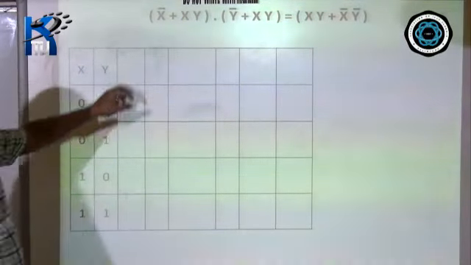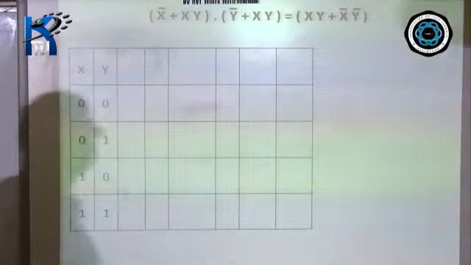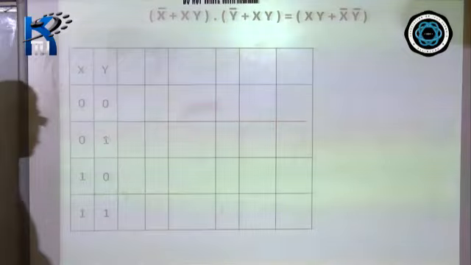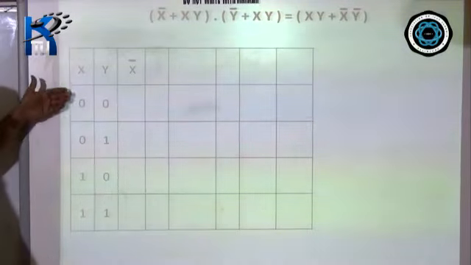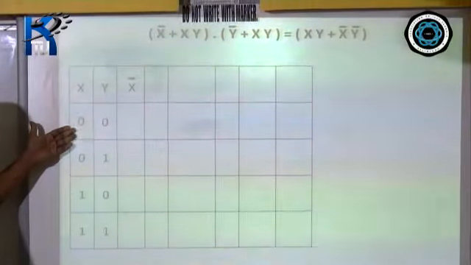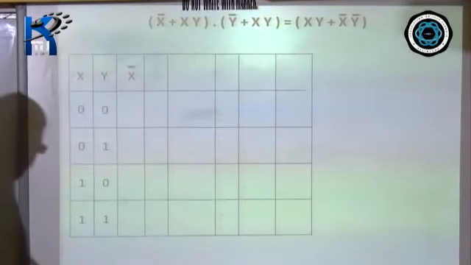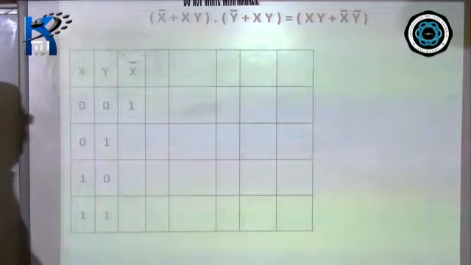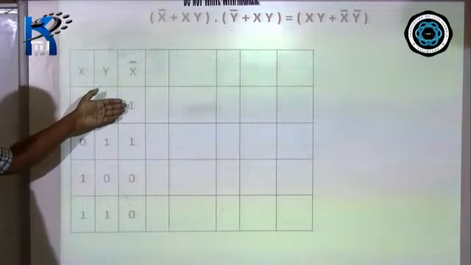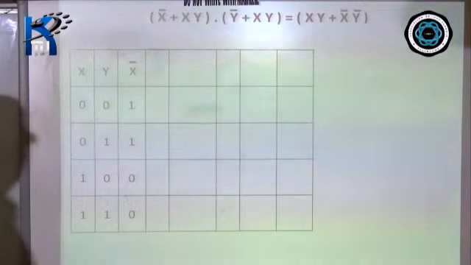Next we solve x complement. Remember, we need to solve the complement first. X complement is the reverse of x, the complement of x. So zeros will become 1, ones will become 0. So we have got 1, 1, 0, 0. If you look, x was 0, 0, 1, 1. X complement becomes 1, 1, 0, 0.